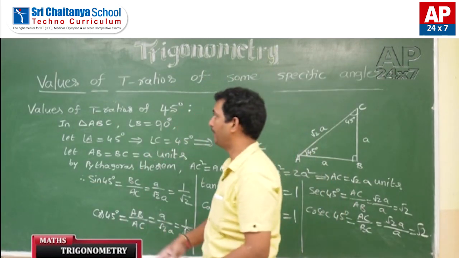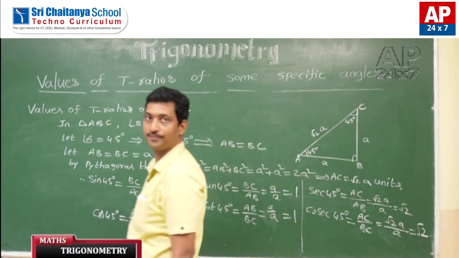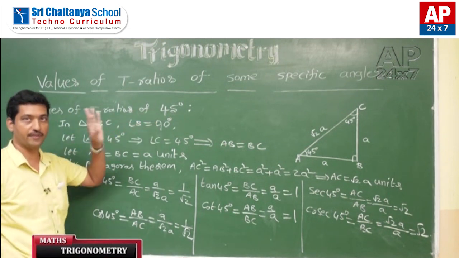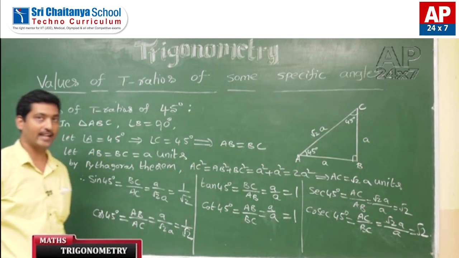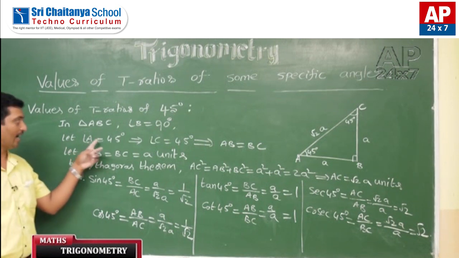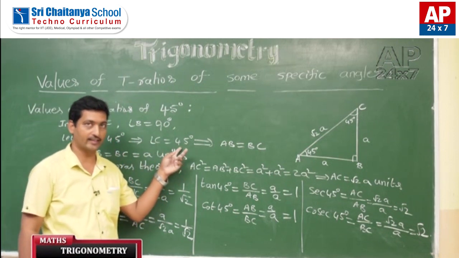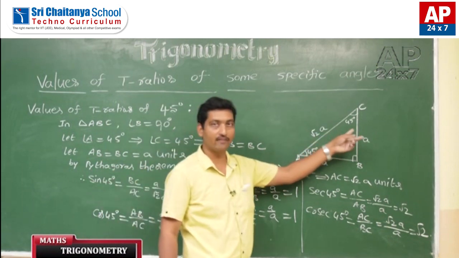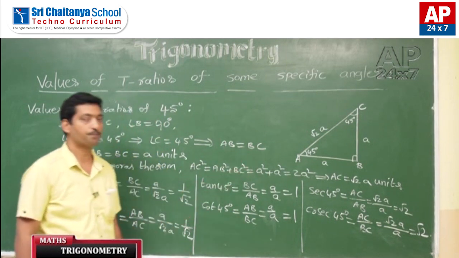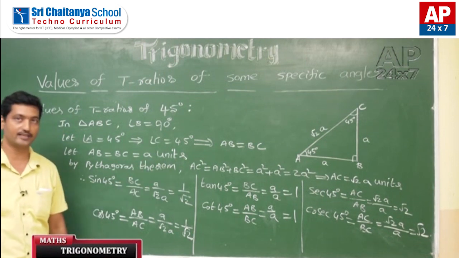Let us find the values of trigonometric ratios for some specific angles. Now, the first one is T ratios of 45 degrees. For that, we have to take a right angle triangle ABC. The angle B is equal to 90 degrees. I am taking angle A as 45 degrees. Then what about angle C? The angle C is also 45 degrees. Then if two angles are equal, then their opposite sides are equal. Therefore, AB is equal to BC. Now I am taking AB equal to BC equal to some A units.